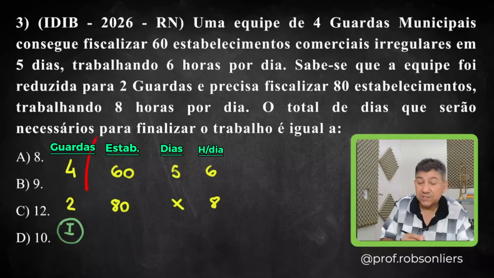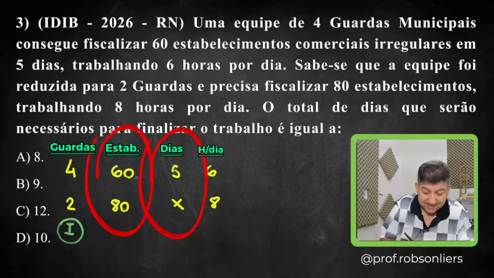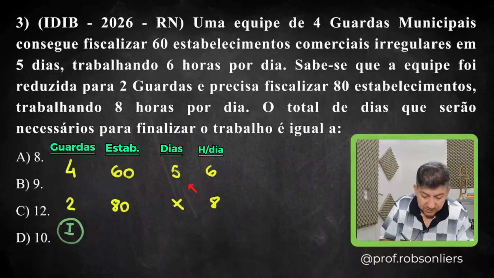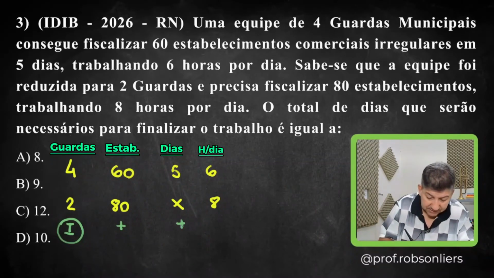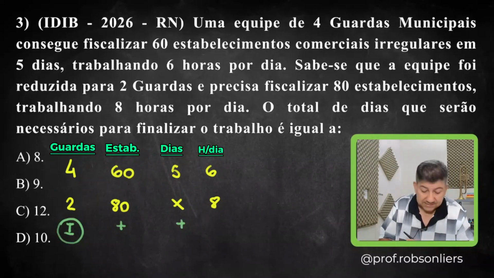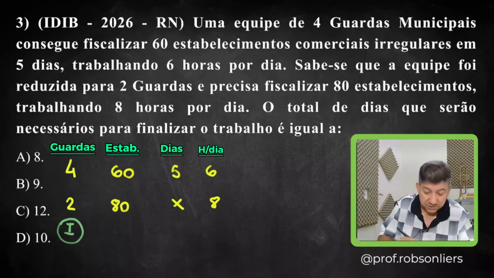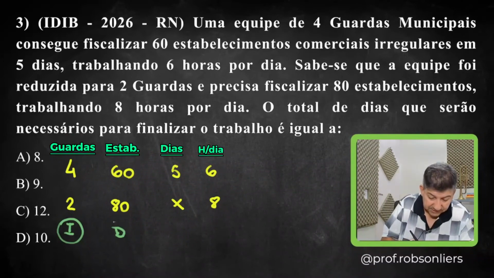Now the number of inspected establishments. 600 establishments are inspected in 5 days. If you increase the number of establishments to inspect, will it take longer or will it be faster? It will take longer, right? The more establishments to inspect, the more days it will take to do this work, right? So one quantity increases and the other also increases. They are directly proportional quantities. I'll put a D here for direct. I already know that this one is direct.